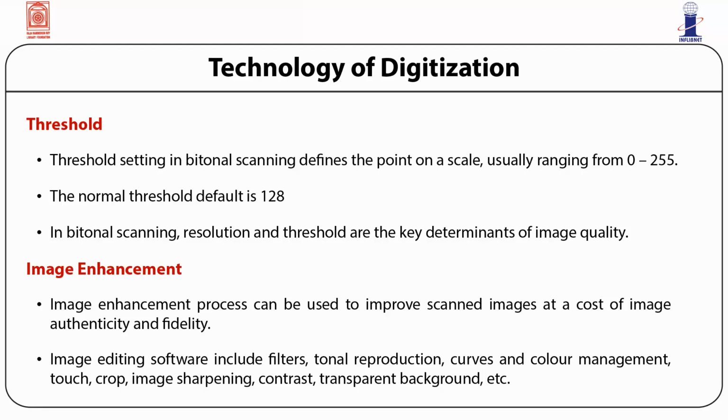So even if the quality in the book is not good, this image enhancement parameter can be used to improve the quality of the image, which sometimes will be better than the image appearing on the paper. That generally includes filters, tonal reproduction, curves, cropping, color management, touch-up, image sharpening, contrast increase or decrease, or transparent background, etc. All this photo editing software comes with it. So this can be used as one of the important criteria while going for the digitization.